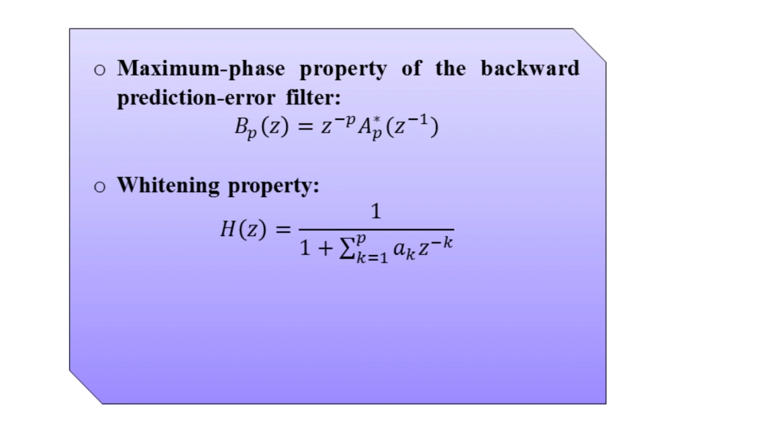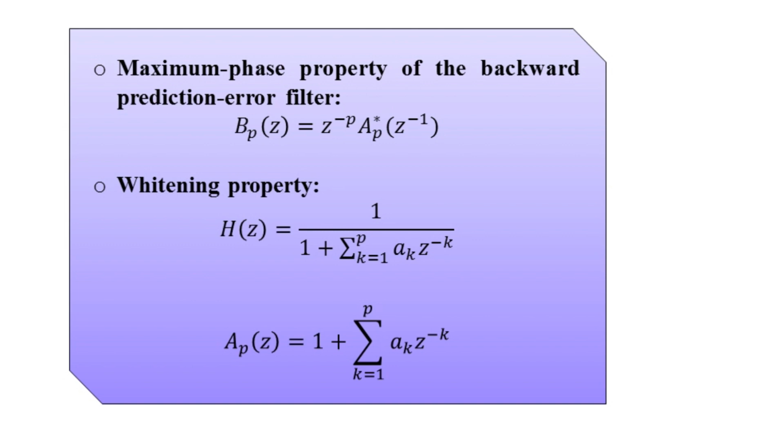At that time the prediction error filter having the order denoted by small p will have the system function denoted by the expression of capital A suffix p of z, that is equal to 1 plus the summation k is equal to 1 to p of A suffix p of k into z to the power minus k. So in this expression the predictor coefficients are denoted by A suffix p of k. Simply we can relate it to small a suffix k.